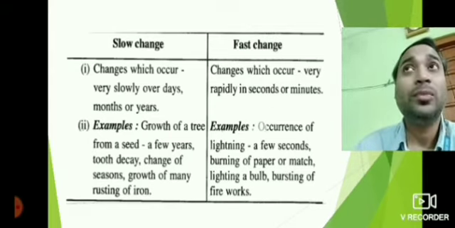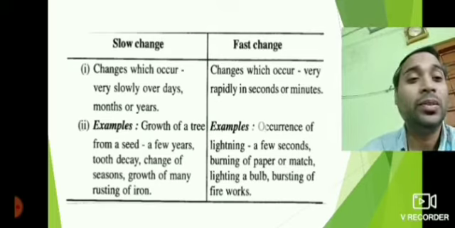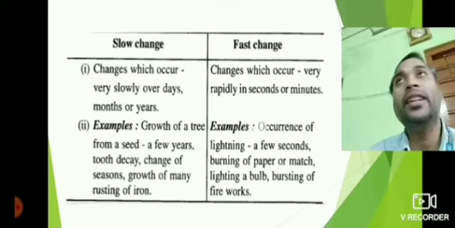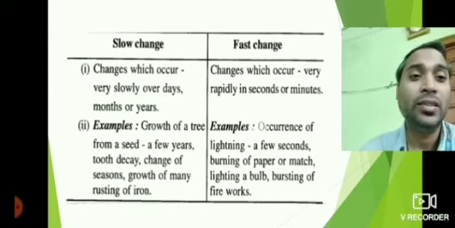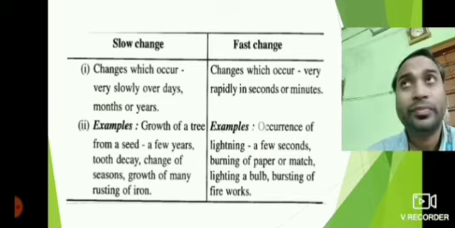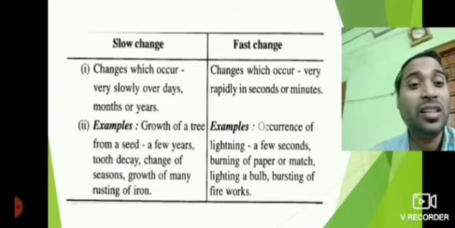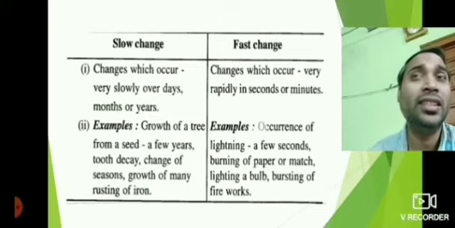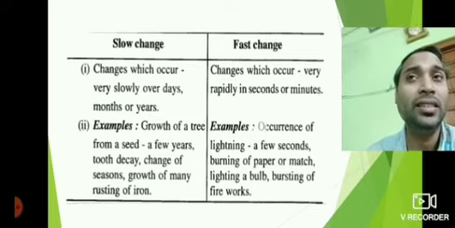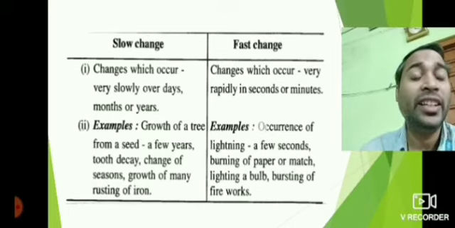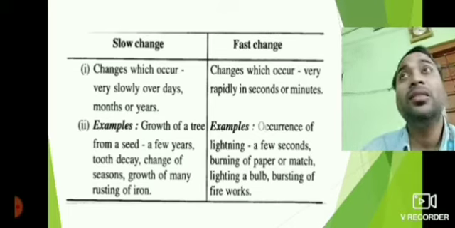Then what are the examples of fast change? So occurrence of lightning, a few seconds. So lightning occurs within a fraction of time. So it is fast change. Then burning of paper, lighting of a bulb, bursting of fireworks. So those are all fast changes because they take very less time. Within a fraction of time they can change their state. So changes which occur very rapidly in seconds or minutes are called fast change.